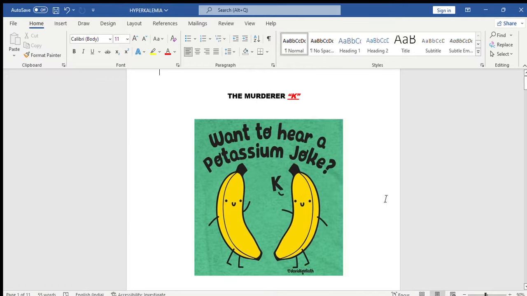So, if you look at our first picture, we have these two cute looking bananas which represent potassium. And as you know, bananas are a rich dietary source of potassium, so this picture should help you realize that this is an important source of potassium, right?